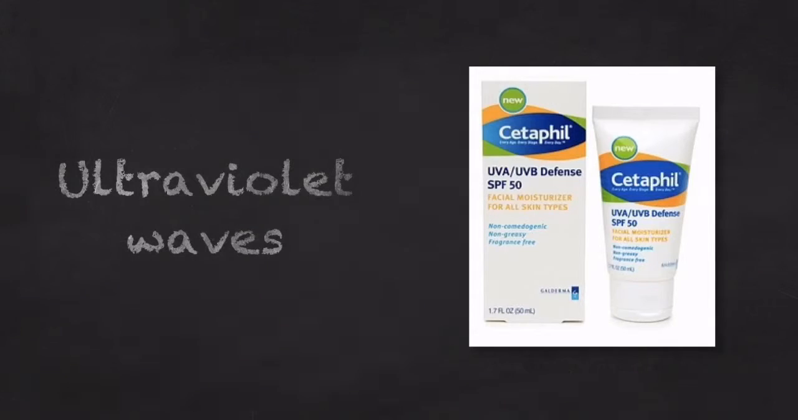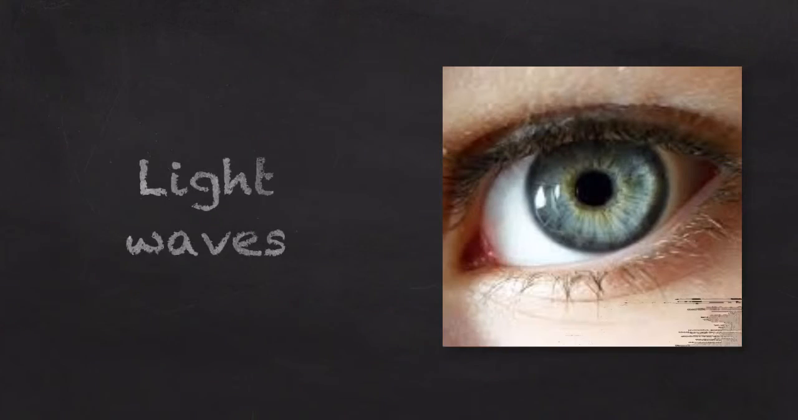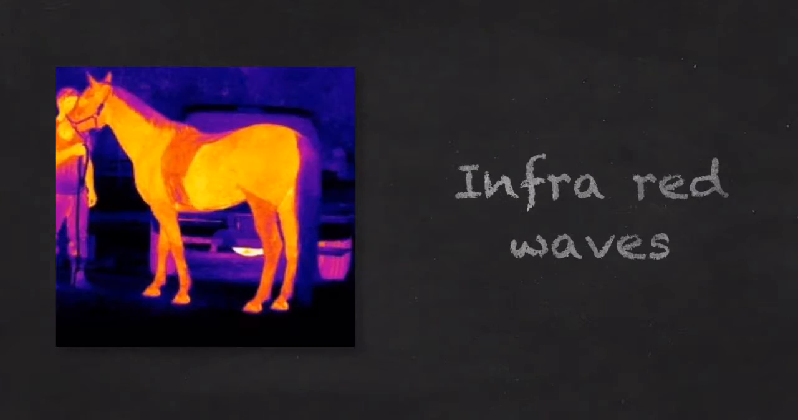Following on the pattern, ultraviolet waves have a slightly lower frequency, slightly less energy, and a slightly longer wavelength than X-rays. In the middle are light waves, the waves that allow us to see. They take up a surprisingly small amount of the electromagnetic spectrum.